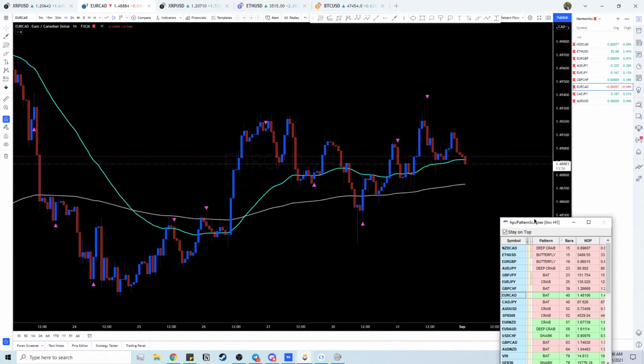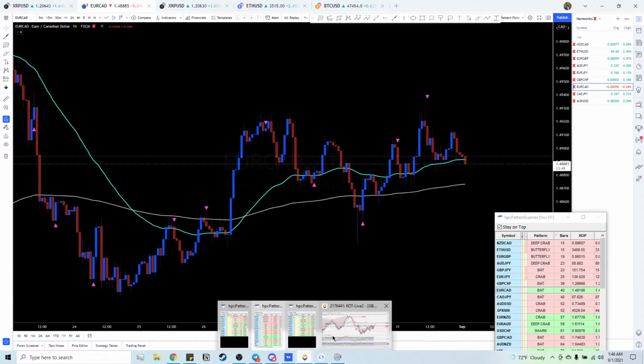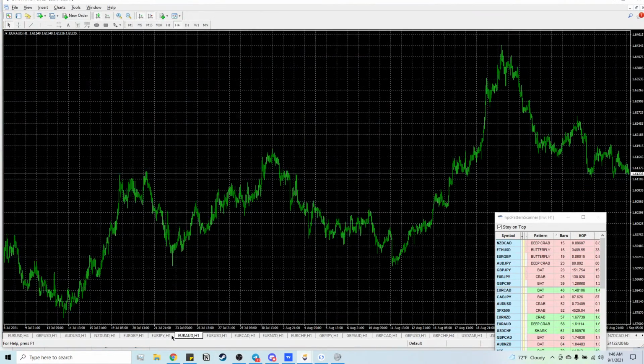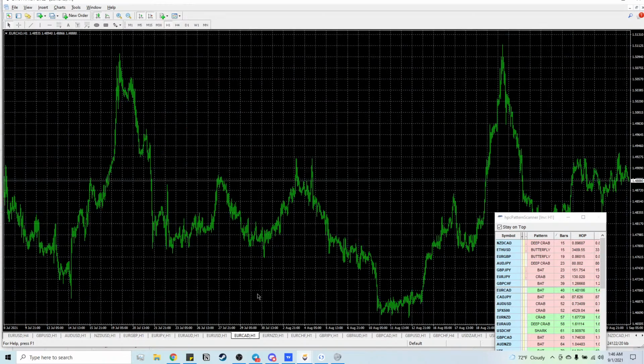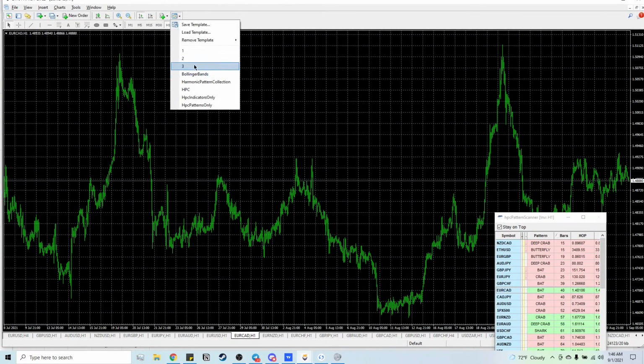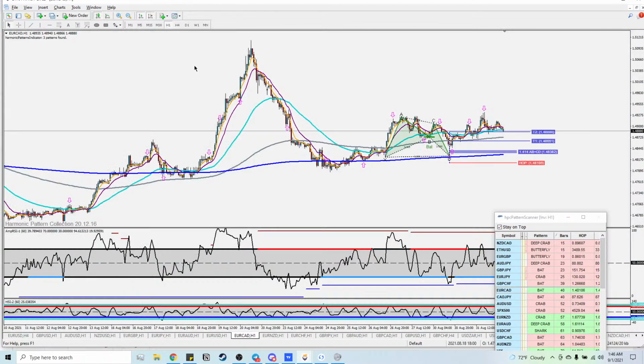I'm not multitasking, I'm trying to talk. Look at this pattern. I keep my mouse moving to the different pairs, so y'all are looking at what I'm looking at. Euro CAD. Ooh.